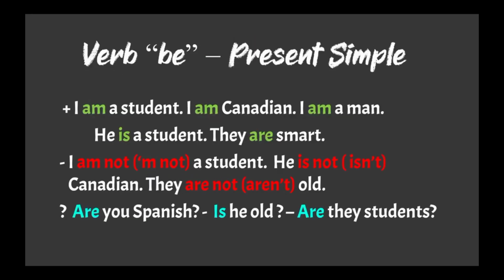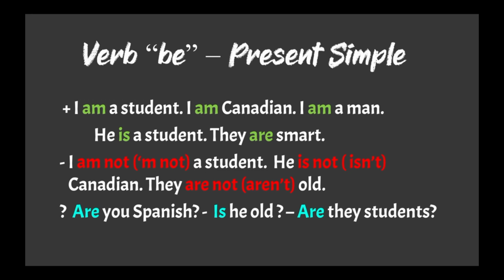So, what happens with the verb to be? Well, the verb to be is particular. Why? Because it follows another rule. So, for example, for a positive sentence: I am a student. I am Canadian. I am a man.